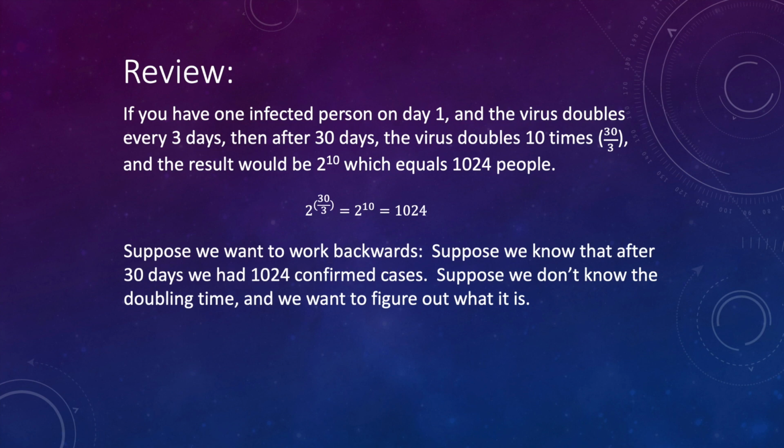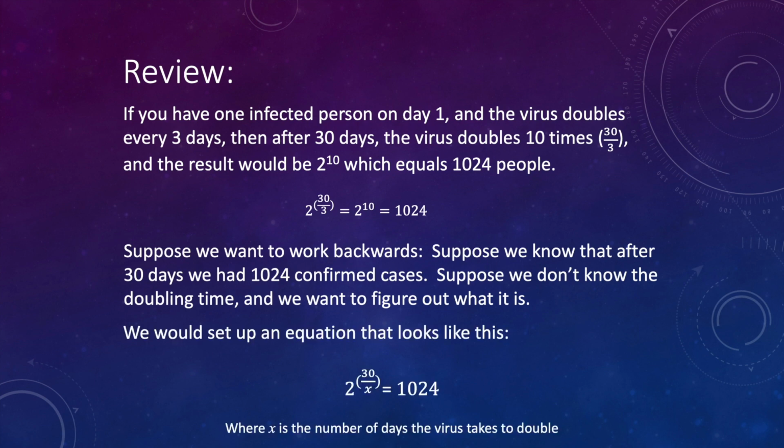Suppose we want to work backwards. Suppose we know that after 30 days we had 1024 confirmed cases. Suppose we don't know the doubling time and we want to figure out what it is. So we would set up an equation that looks like this: 2^(30/x) = 1024, where x is the number of days the virus takes to double.